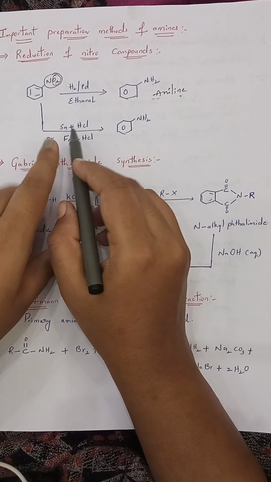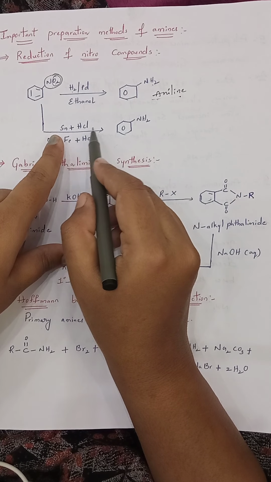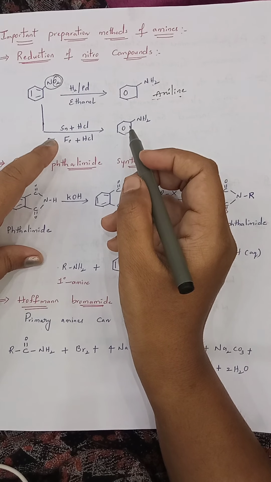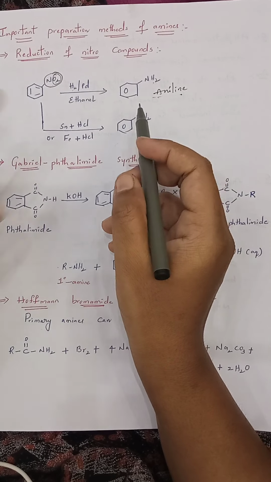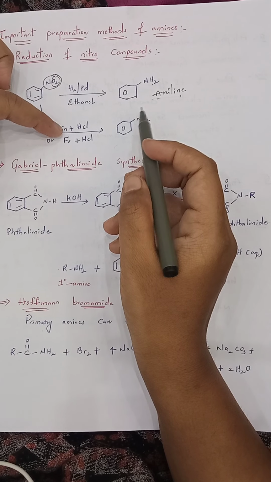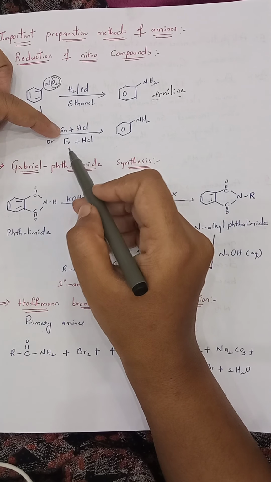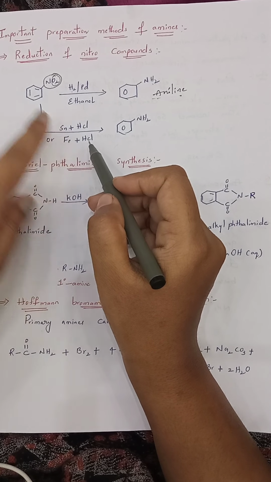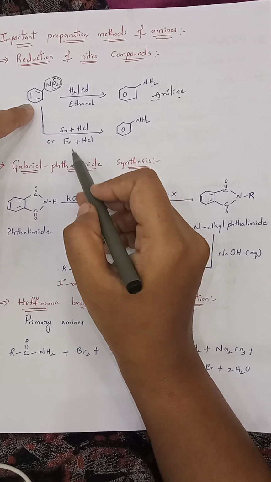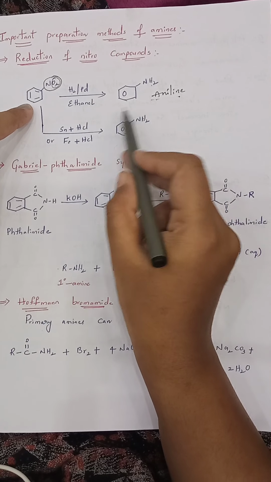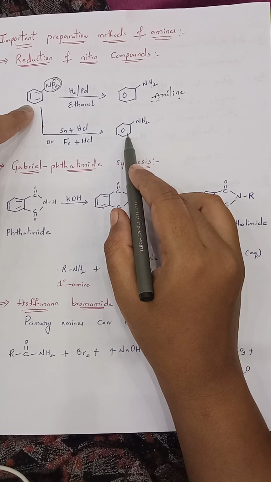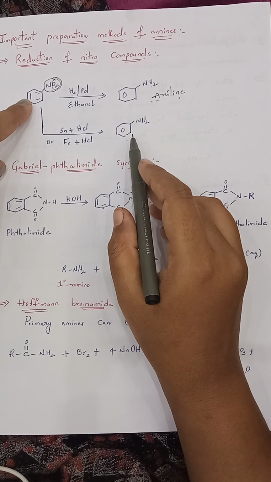Or else we can also use another reducing agent, that is tin and HCl. As I already told you, many reducing agents are available. We can use any one of them. Either we can go through this, or we can take tin and HCl, or a combination of iron and HCl can also act as a reducing agent. When nitrobenzene is reduced by using these reagents, it again converts into aniline. This is one of the methods of preparation of amines using nitro compounds.